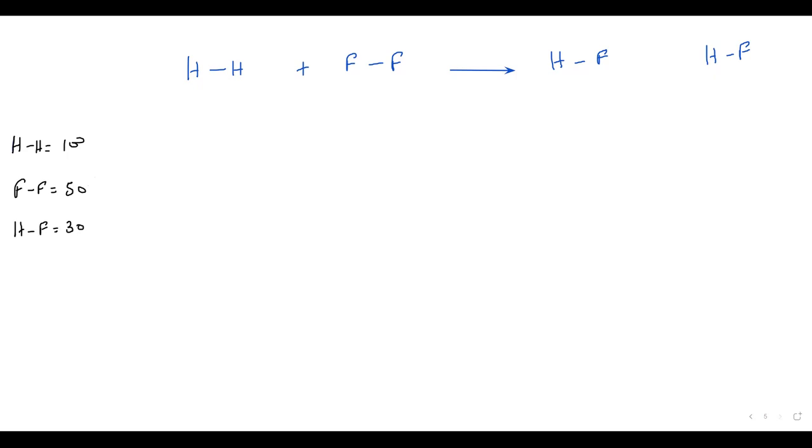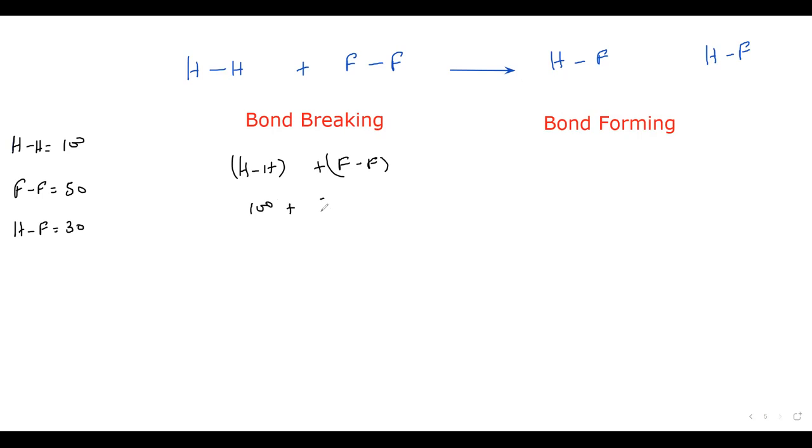So the reactant side is the bond breaking side and the product side is the bond forming side. So bond breaking minus bond forming will give us the energy change. The bonds which we are breaking: the hydrogen-hydrogen bond and the fluorine-fluorine bond. Hydrogen bond is 100 and fluorine bond is 50. So 100 plus 50, that is 150.